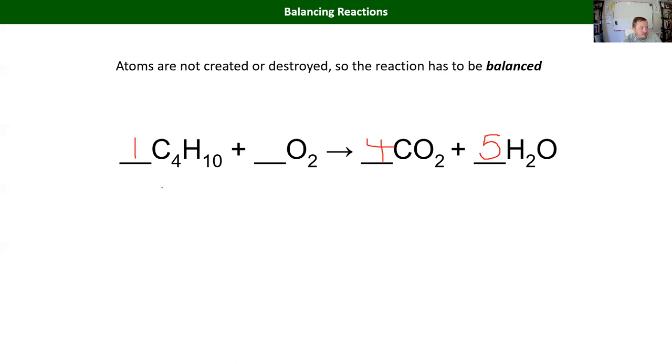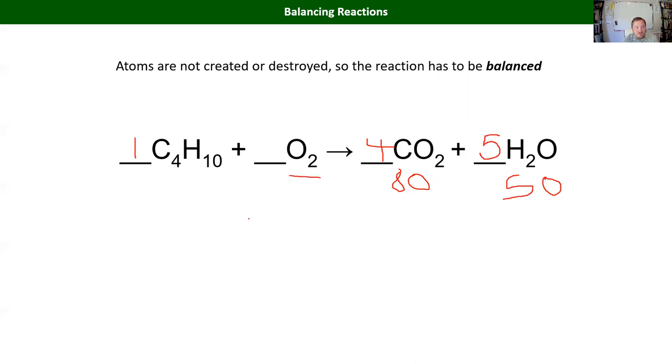Usually the best way to approach these, assuming we started with one butane molecule, is to save for last whatever you have that you can change all by itself, like oxygen. We can change the number of oxygen atoms without changing anything else. So we're going to save oxygen for last, balance everything else, and then see how many oxygens we need. In this case, we have eight oxygens in the form of CO2, and we have five oxygens in the form of water. So we need to add enough O2 molecules so that we get a total of 13 oxygens on the right-hand side. We need 13 oxygens on the left-hand side as well. This is not quite guess and check, but basically making sure that you have the same number of each atom on both sides, and you're doing that by adding whole numbers of molecules.